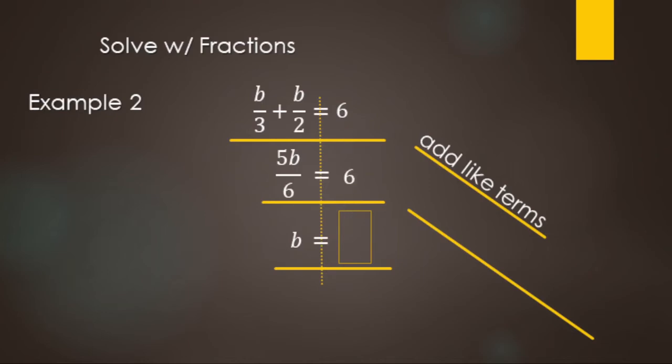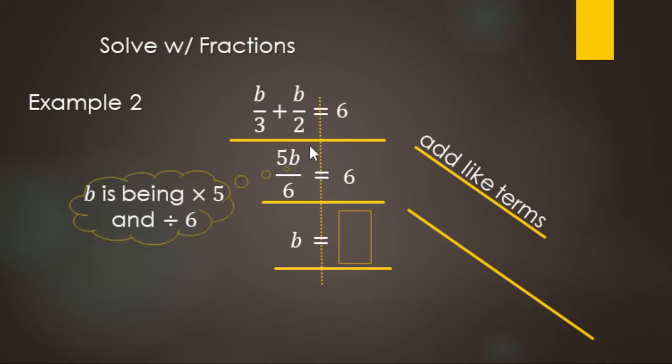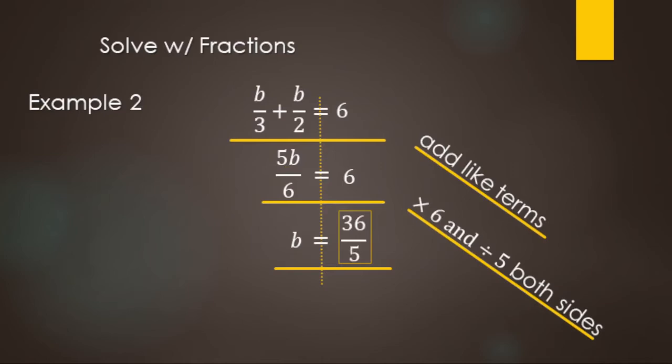So now we're ready to think, what do I need to do to go from 5b over 6 to just plain old b? Well, b is being multiplied by 5 and divided by 6, so we need to undo that with a times 6 and a divide by 5. We could be thinking multiply by the reciprocal, so we would multiply by 6/5. That's another great way of thinking about it, but we'll just stick with this for now. So we take our 6, multiply by 6, and that makes 36, and then divided by 5. 5 doesn't go into 36 evenly, so we're just going to have 36 divided by 5.